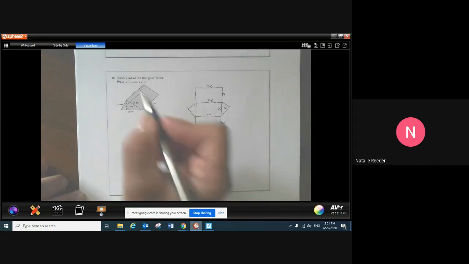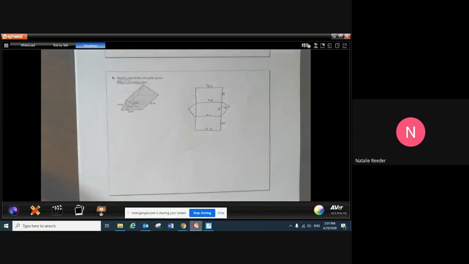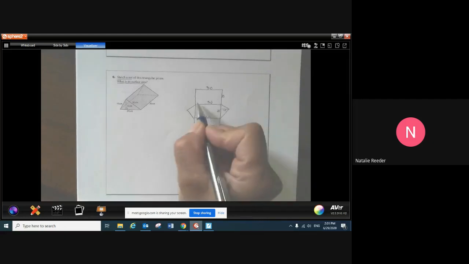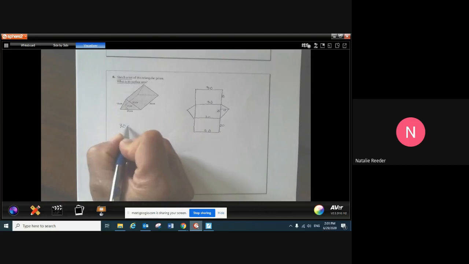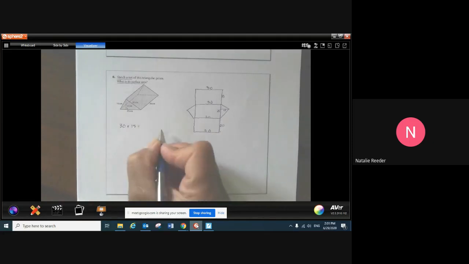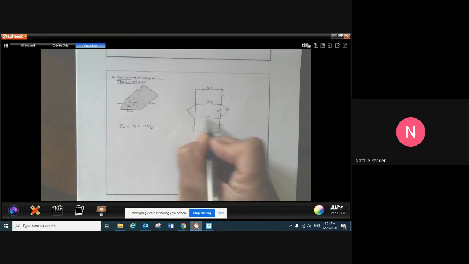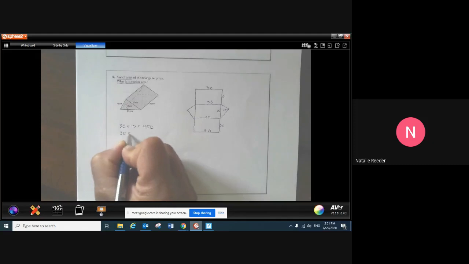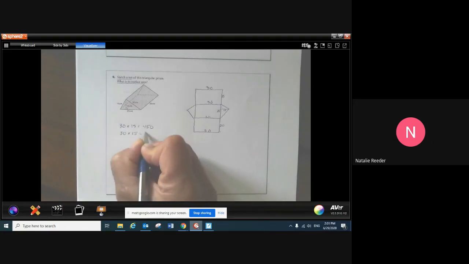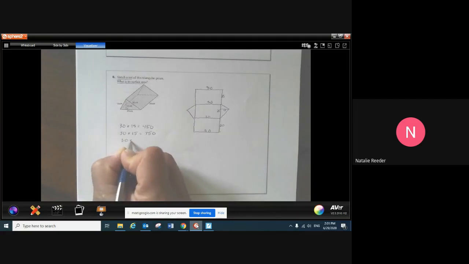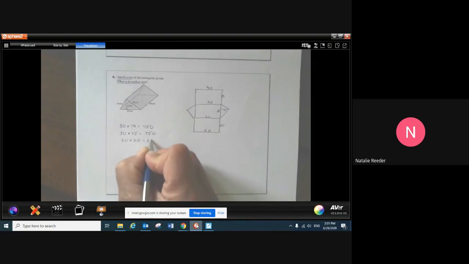Now that we have sketched the net, the question asks us, what is the surface area? So what we did in the first lesson was find the area of each rectangle and each triangle, and then add them all together. So my top rectangle here, I have 30 times 15, which gives me 450. The second rectangle is 30 by 25. 30 times 25 gives me 750. And the bottom one is 30 by 20. So 30 times 20, which gives me 600.